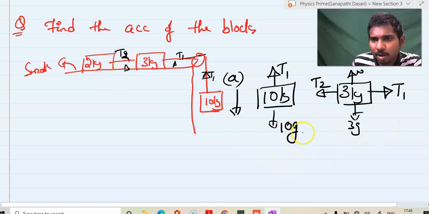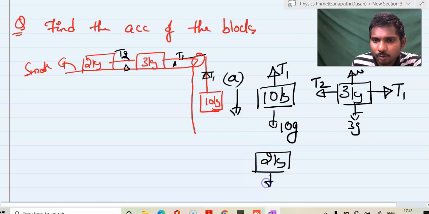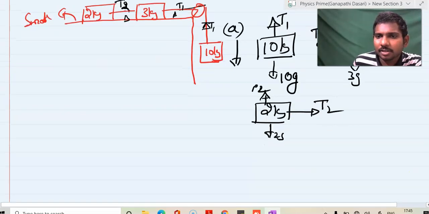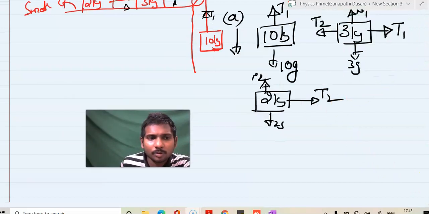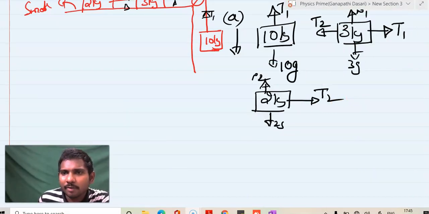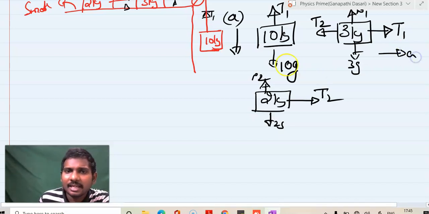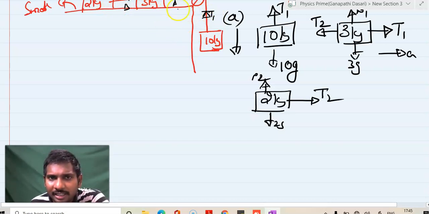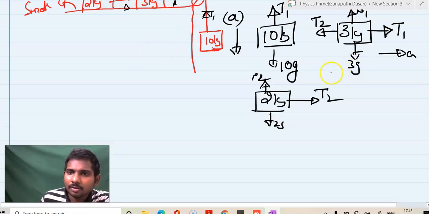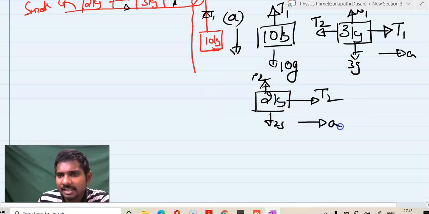Then for the 2 kg block, again 2g will be downwards, normal. This is N1, I'm considering this is N2, and there will be tension T2 in this direction. This 3 kg block will go in the forward direction with an acceleration A, because however much distance this 10 kg will go down, the same distance the 3 kg will go forward, and the same distance the 2 kg will go forward, because they're all connected and the string will not extend. This 2 kg block will also go with an acceleration A in the forward direction here.